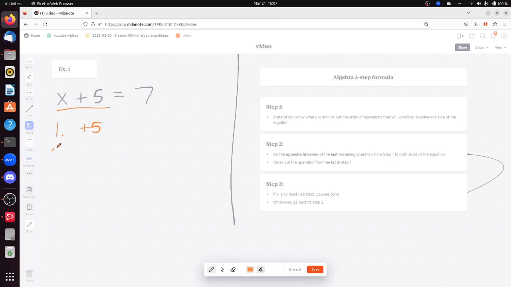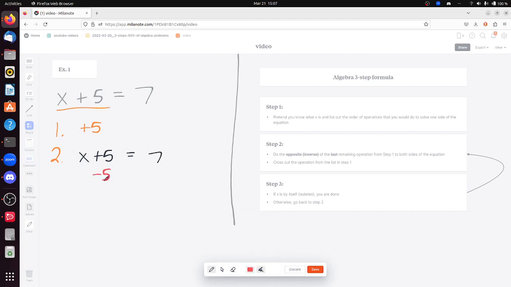Now going on to step two, we want to do the opposite of the last remaining operation from step one to both sides of the equation. Now this list really only has one element in it. So if you have a list with only one element, then the last and the first are the same thing. So the last element here is plus 5. So what we need to do is the opposite of that, plus 5, which is subtracting 5 to both sides. So we'll do that here.